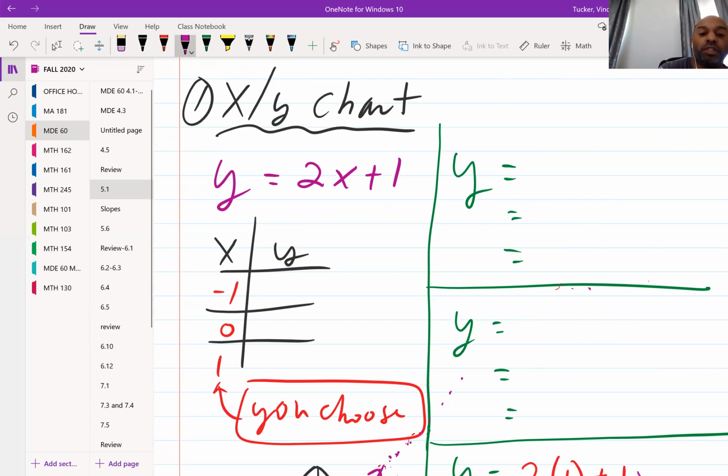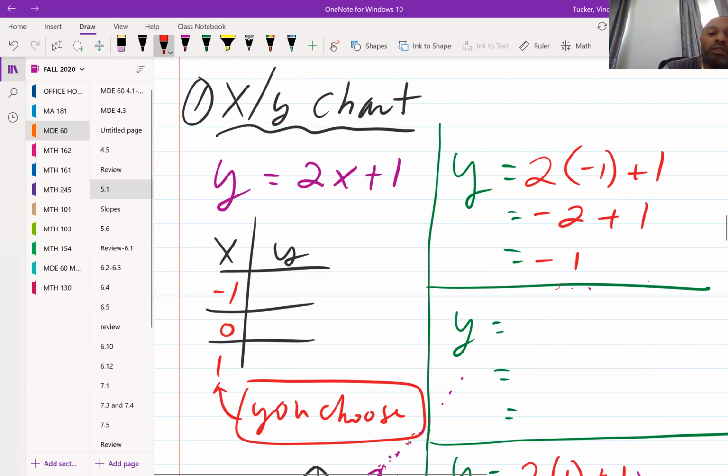So I chose -1, 0, and 1, and what I'll do is plug those in accordingly. Remember, that's our x. So we're looking at y is equal to 2x plus 1, so that means 2 times -1 plus 1. That's negative 2 plus 1, which is negative 1. So it just so happens that when x is negative 1, y is negative 1. Of course, that will not always be the case.